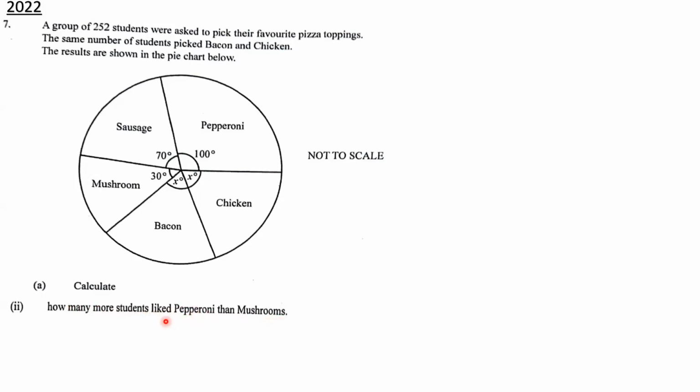So when they ask us how many more students like pepperoni than mushrooms, what they're saying is that more persons like pepperoni than mushrooms. And we know that because pepperoni accounts for 100 degrees and mushroom accounts for 30. But how much more? They're asking us to find the difference. So first we need to find the number of students for pepperoni, then the number of students for mushroom, and then we need to subtract those two values.